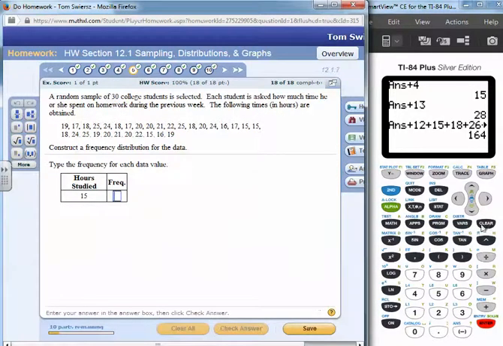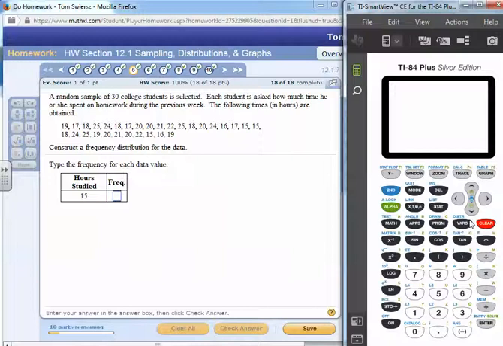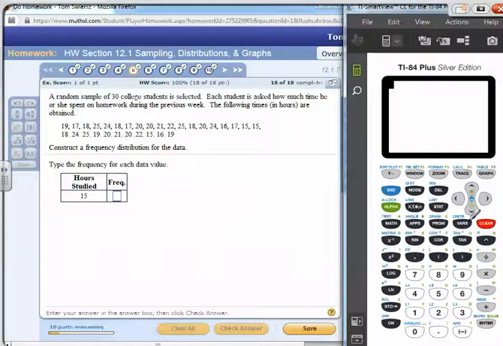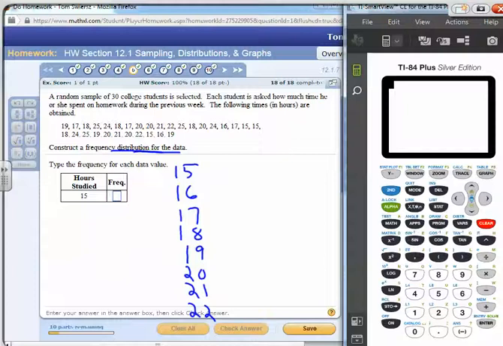All right, let's look at homework exercise number 5. A random sample of 30 college students is selected. Each student is asked how much time he or she spent on homework during the previous week. The times in hours are obtained. Construct a frequency distribution. Okay, so what I'm going to do in this one is go through one at a time instead of finding all the 15s, and I think we're far less likely to make a careless mistake. So I'm going to list all the different values: 15, 16, 17, 18, 19, 20, 21, 22, and then I'll continue over here, 23, 24, and I believe I see a 25 as the highest.